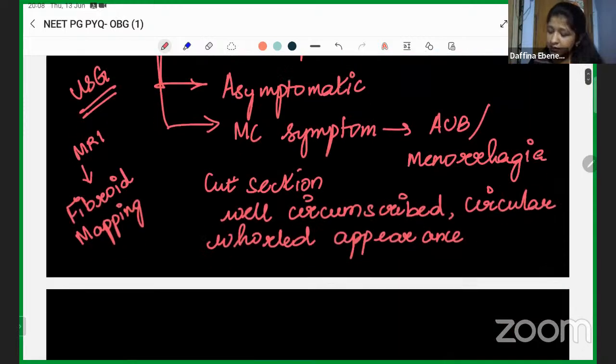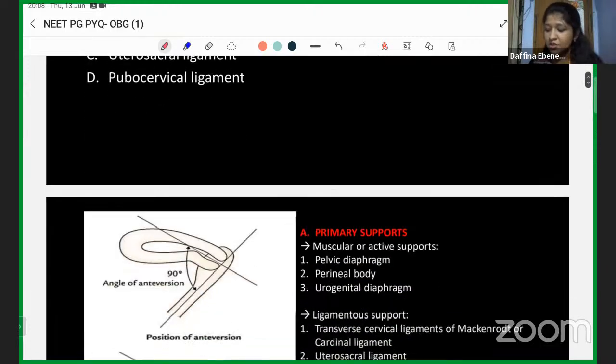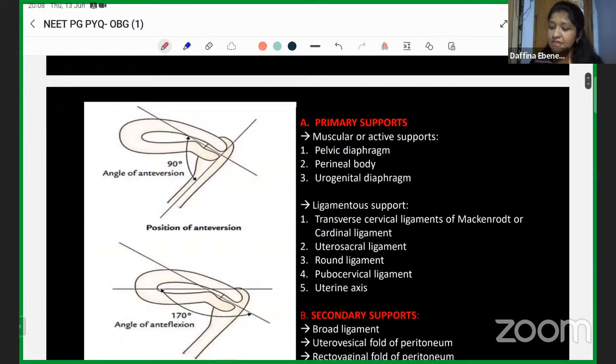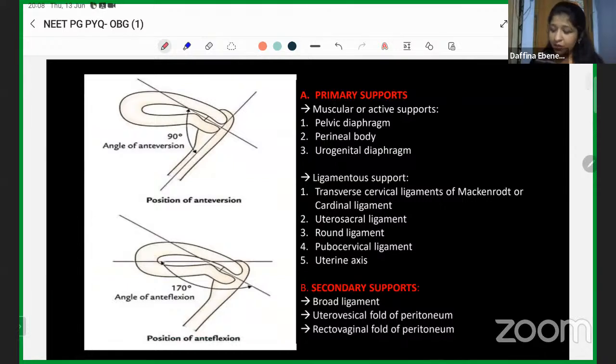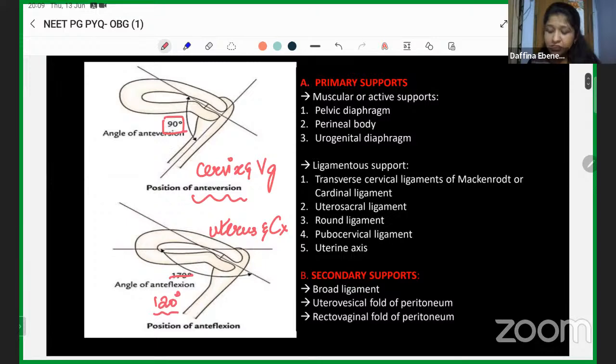Okay. So next, the ligament that maintains anteversion of the uterus during pregnancy is... So there are two positions: anteversion, retroversion, anteflexion, and retroflexion. What is anteversion? The angle of anteversion is the angle between the cervix and the vagina. The normal angle of anteversion is 90 degrees, whereas anteflexion is between the long axis of the uterus and the cervix. The angle of anteflexion is 120 degrees. Anteversion is 90 degrees. Anteflexion is 120 degrees.